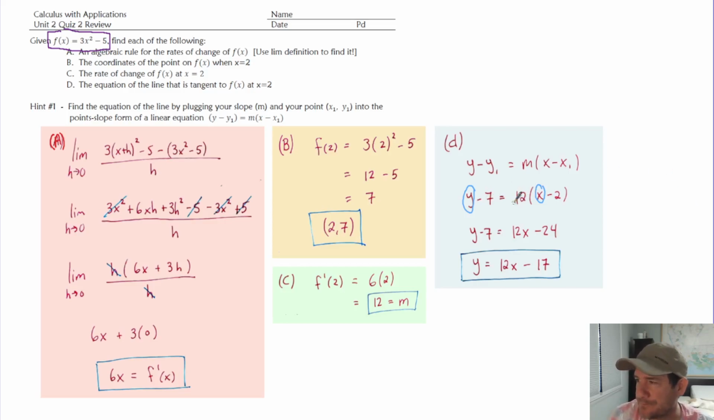Anyway, now the next thing to do is just distribute that 12 in. And that's why you see a 12x minus a 24. Then you would add 7 to both sides. And if you add 7 to negative 24, you land on negative 17. But that's it. That's the final answer. And now I'll actually work through the last 3 with you.